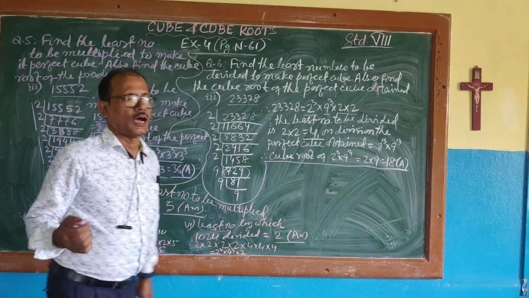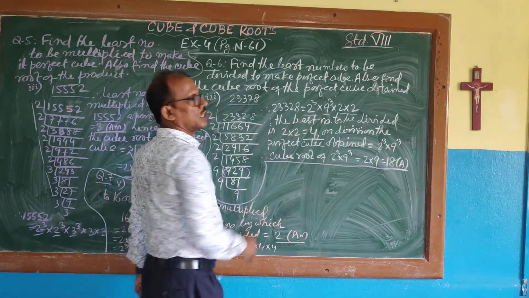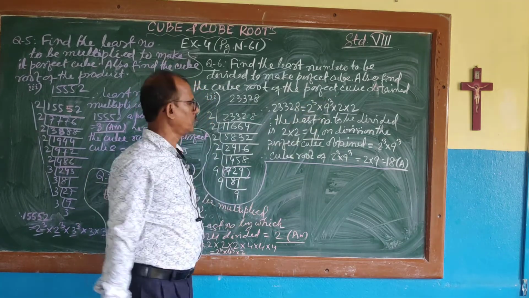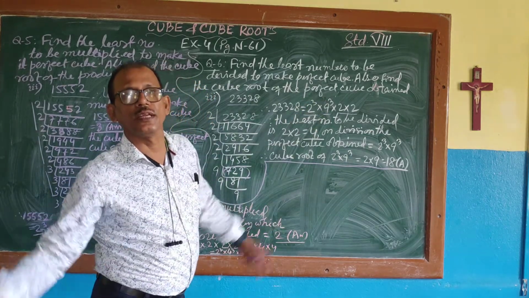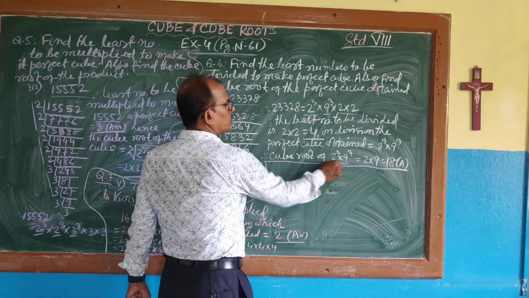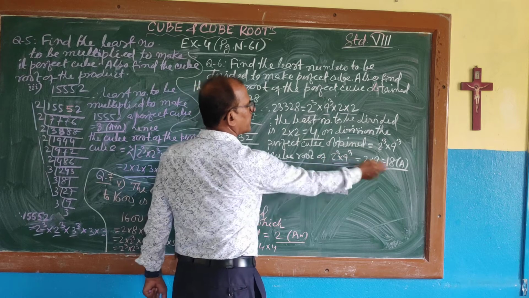Now, after you divide this, what will be the perfect cube number? The perfect cube number will be 2 cube into 9 cube. Isn't it? So what will be its cube root value? Its cube root value will be the cube root of 2 cube into 9 cube, which is 2 into 9, that is 18.